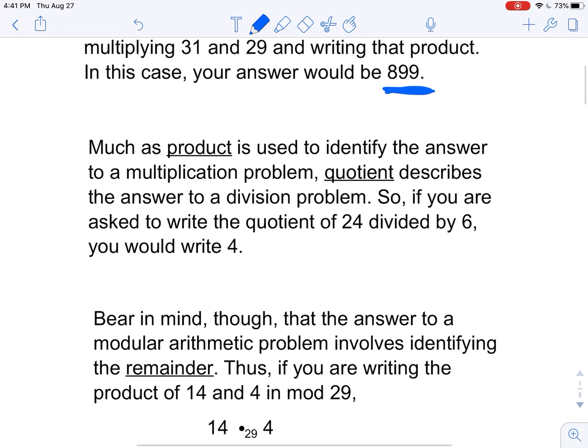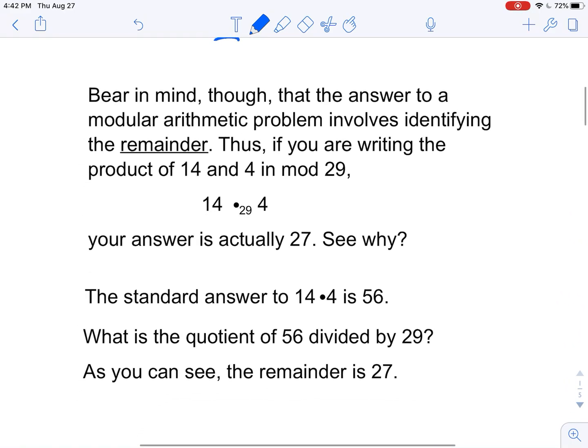Much as product is the word that we use to identify the answer to a multiplication problem, quotient describes the answer to a division problem. So if you're asked to write the quotient of 24 divided by 6, that's 4, of course. Now bear in mind, though, the answer to a modular arithmetic problem involves identifying the remainder specifically.